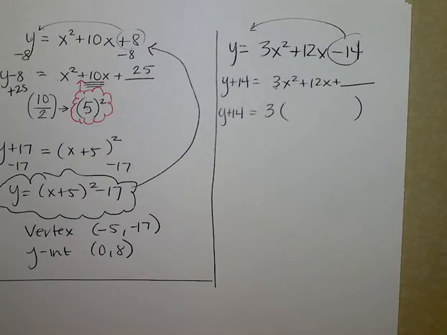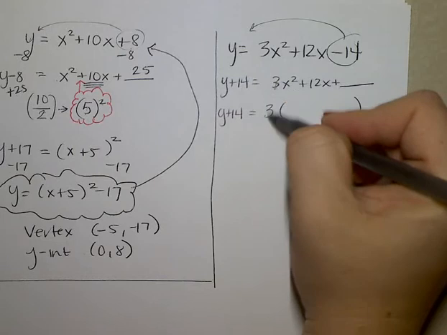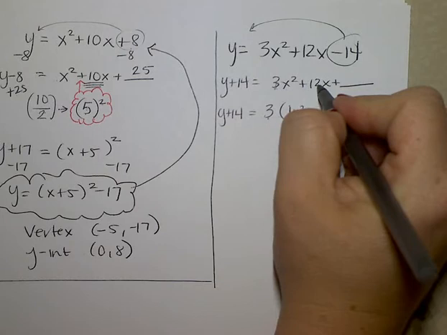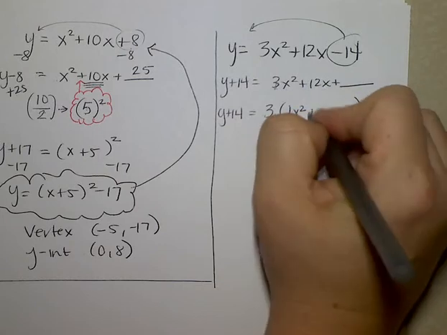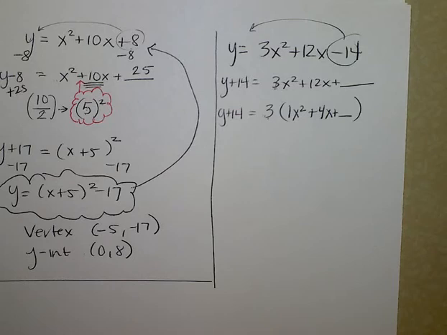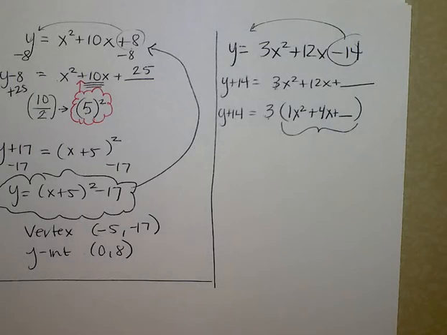Now how do we factor it out? We start with the top. 3 divided by 3 is a 1. Bring down the x squared. Positive 12 divided by 3 is a positive 4. Bring down the x. And now I'm only focused on this portion of the problem.